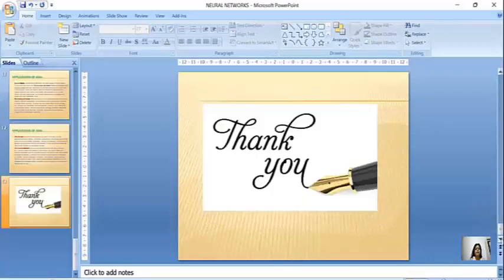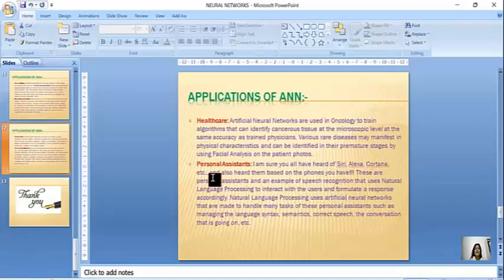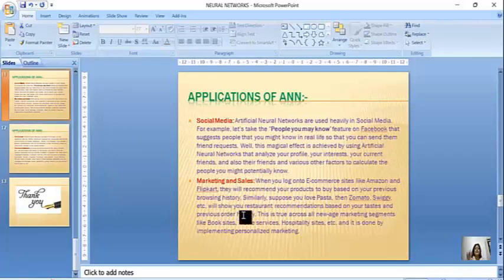Next is personal assistant. Before that, I missed out marketing and sales. Now, in many e-commerce sites, Amazon, Flipkart, we get recommendations of the products that we buy on a regular basis. If you visit Flipkart and Amazon regularly, they will provide you recommendations as per your choice, your interest, your browsing history.